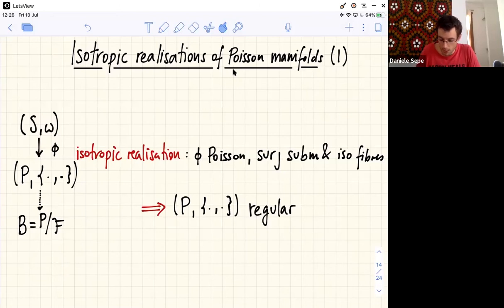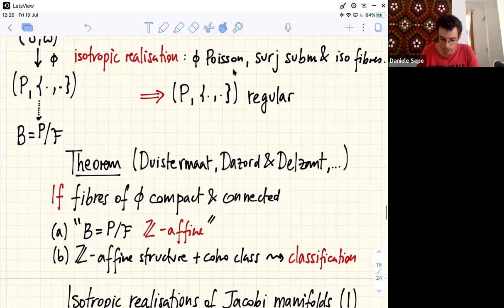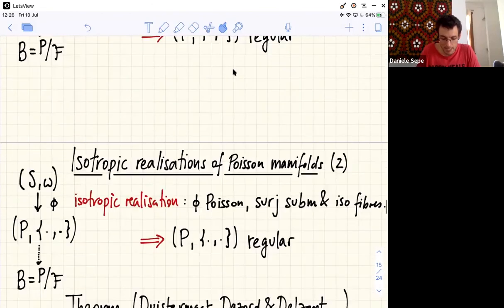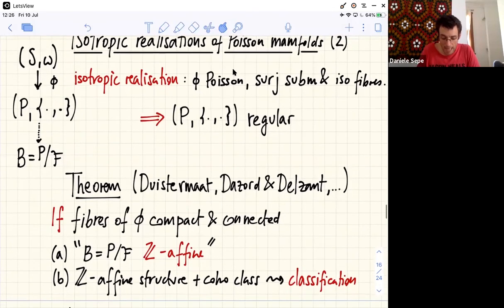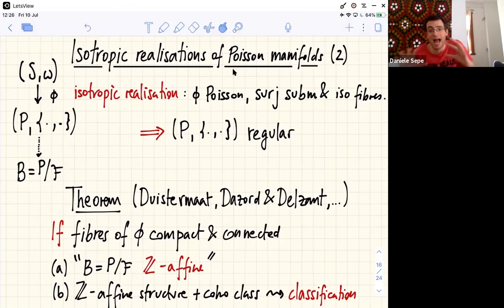And so these things have been studied time and again. There's a theorem that is essentially how I got involved in the story, which in the case in which the Poisson structure is zero is essentially due to Duistermaat. And beyond this, it's due to Dazord and Delzant, but it's recently been revisited by Marius, Rui, and David. And Rui also has revisited things.